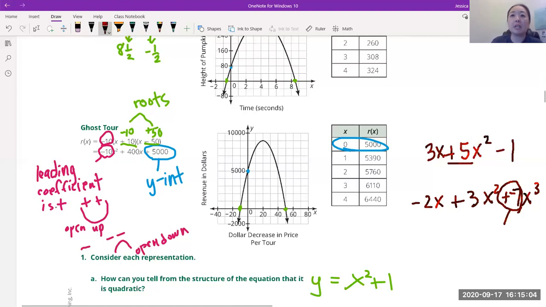All right, so that's the leading coefficient. If the leading coefficient is positive, then just like our smiley face, it's going to open up. If it's negative, it's going to open down. In other words, it's going to have a max.